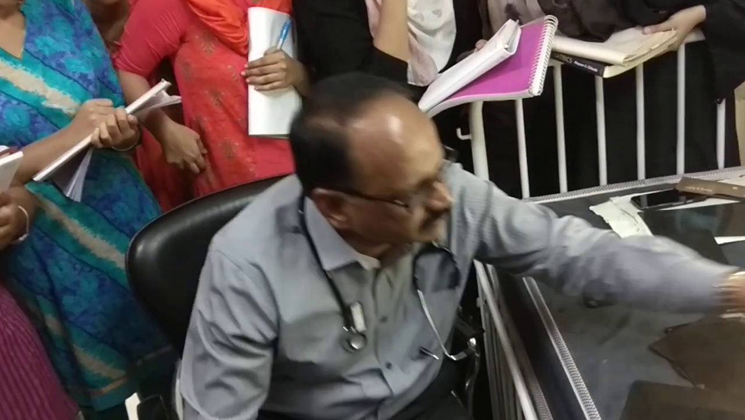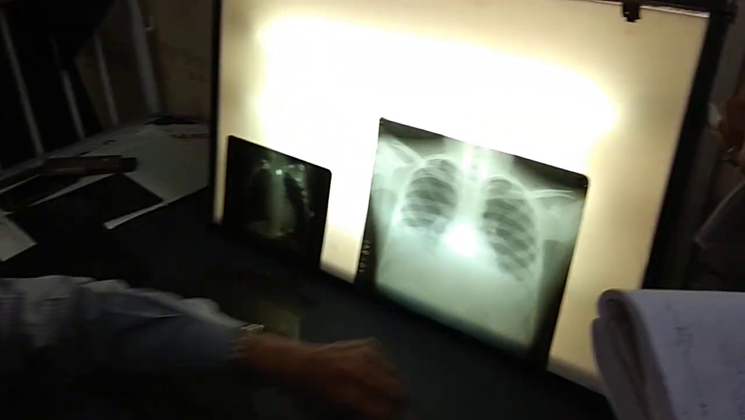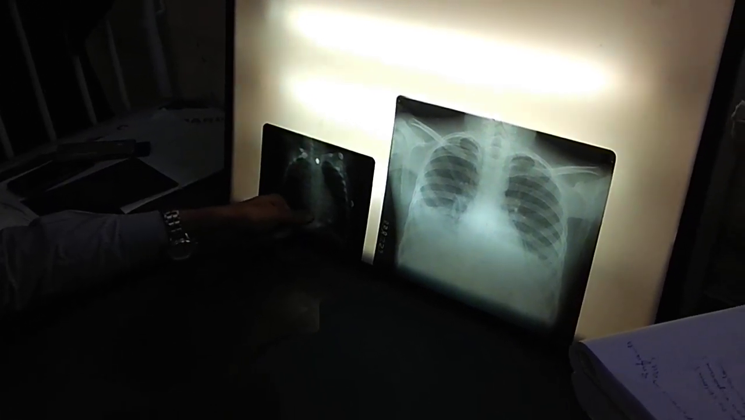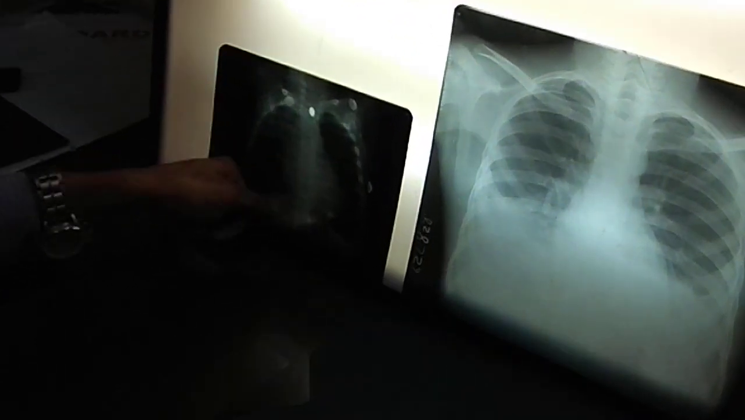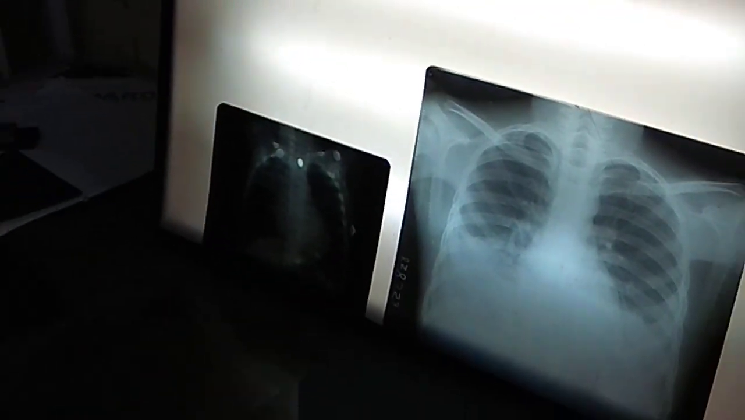Next thing is, this is the X-ray chest. Is it APV or PAV? Usually in the PAV, the clavicles will be horizontal. In the APV, the clavicles will be twisted, more oblique, and the intervertebral spaces will be more clear. This is APV and this is PAV.